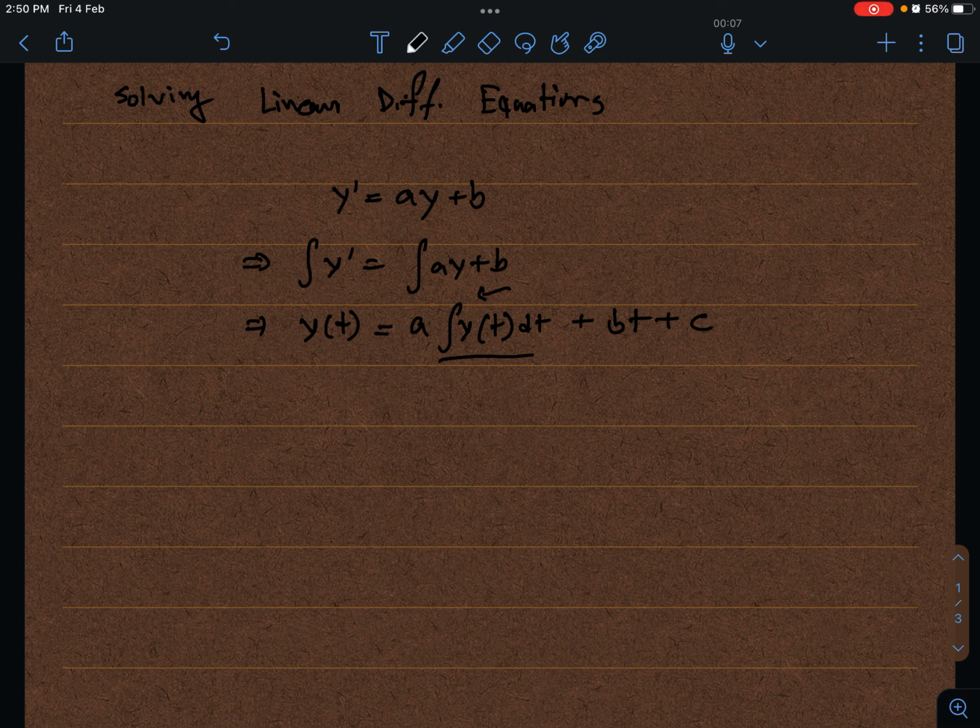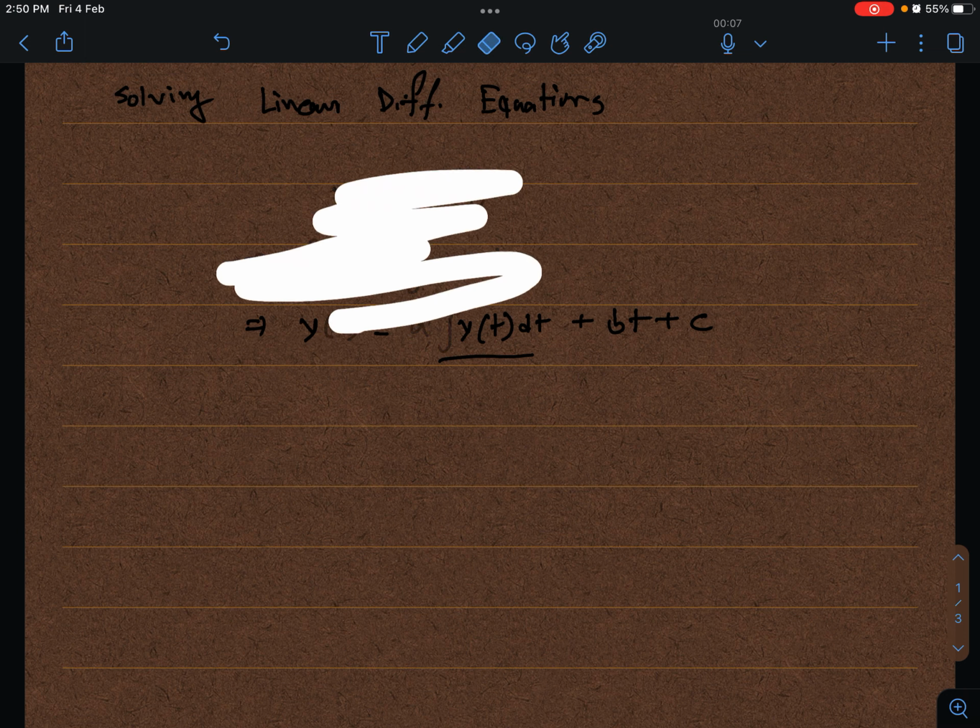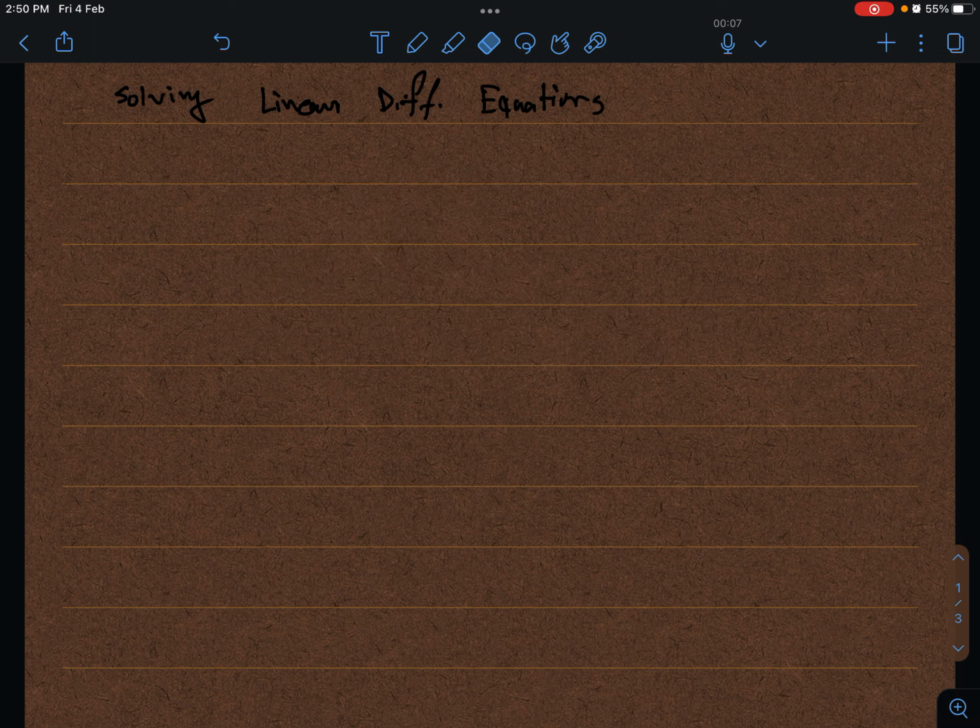There is a precise formula for solving linear equations with constant coefficients, but I would not tell you the formula. Rather, I would derive the formula from the original equation, so that you get a clear idea how to solve linear differential equations. A linear differential equation with constant coefficient has this format: y prime equals ay plus b. This is the generalized format.